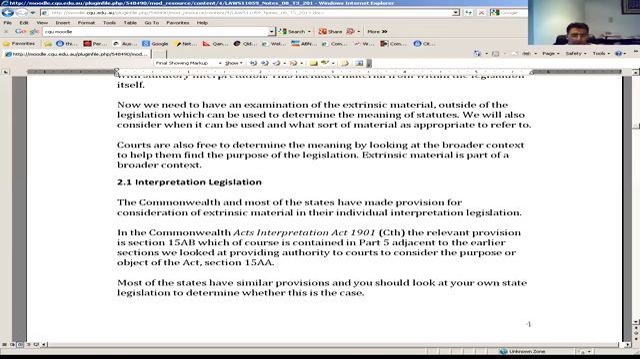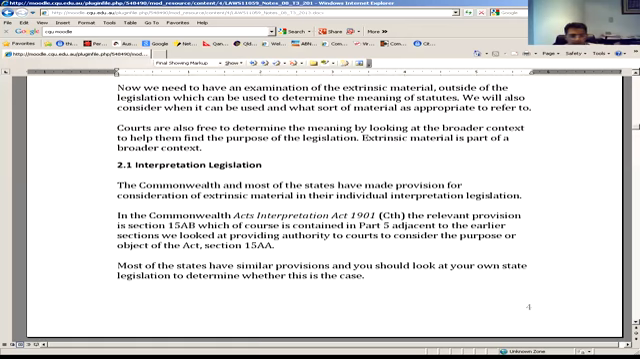The Commonwealth Acts Interpretation Act in section 15AB, and you can see by that section number that it's been added in later into the original legislation, which is in chapter 5. When we look at that section, we see that it provides authority to the courts to consider the purpose or object of the Act, section 15AA. Most of the states, and Queensland is certainly one of them, have a very similar purpose type provision in their legislation.